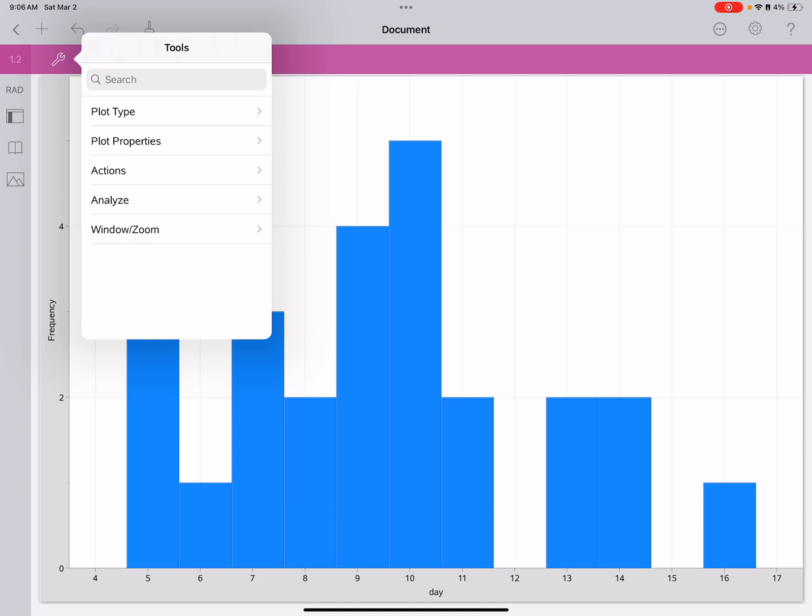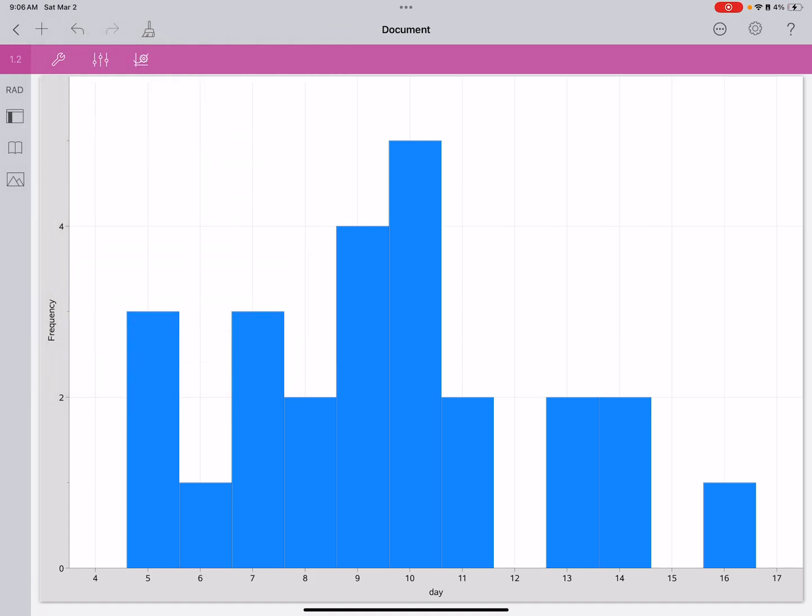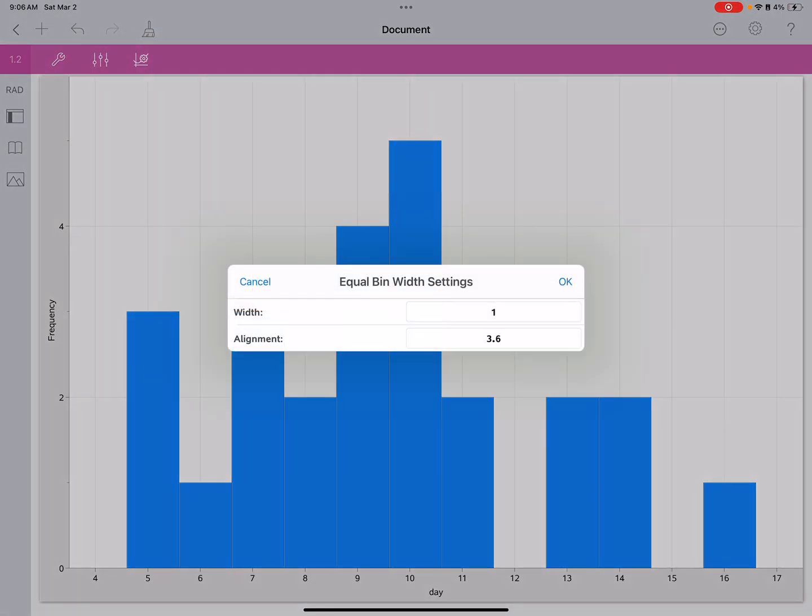So you hit menu, plot properties, histogram properties, bin settings, equal bin width, and it's going to give you what's currently there. Currently mine's at 1. Alignment is 3.6. That means that's where it's starting on the x-axis. If you notice, the x-axis starts a little bit below 4. That's about 3.6. So that's fine.